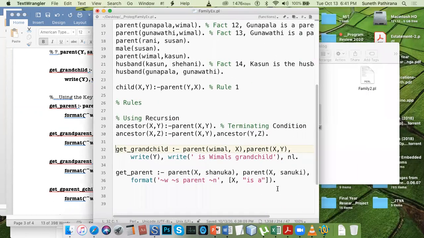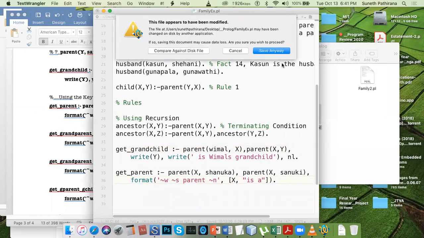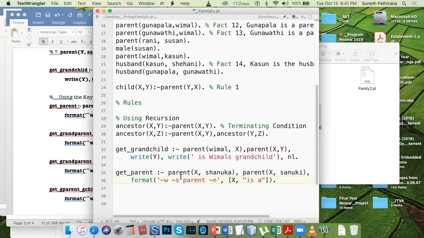Get_parent. What I have done here is define another user-defined, custom-tailored function. Parent X Sanuka, that means X becomes the parent of Sanuka, so find out Sanuka's parents, and Sanuki's parent. That means Sanuka and Sanuki share the same parents, so they are siblings, brother and sister. So I am going to put a formatted output now.